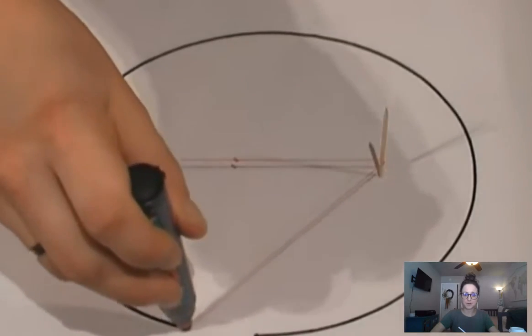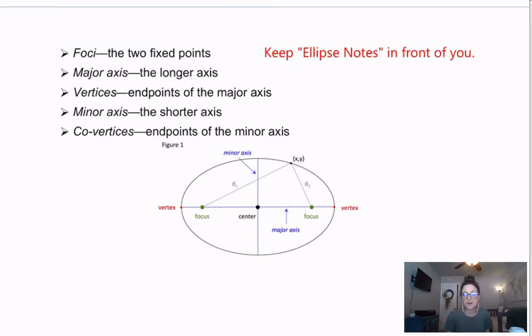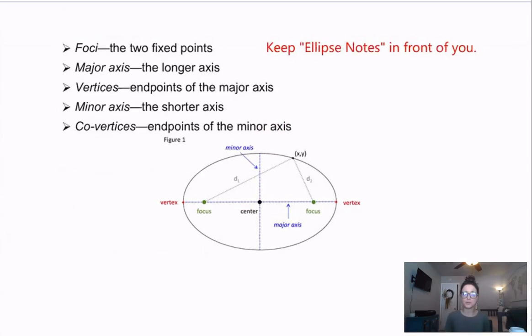And this is going to create a perfect ellipse for us. All right, so I want you to have your ellipse notes that I gave you in front of you so that we can make sense of those general equations. Notice here, we've got some new terms. Instead of one focus like you had with a parabola, you now have two foci, and those are the two fixed points. This distance plus this distance is going to be constant. When you make the sum of those two distances constant, you create this perfect ellipse.